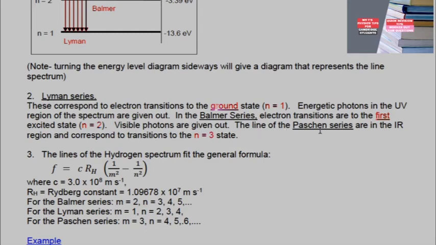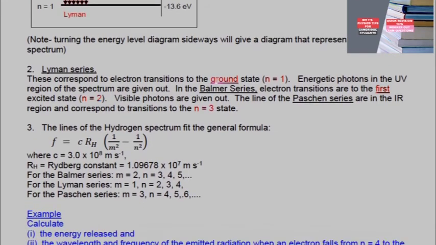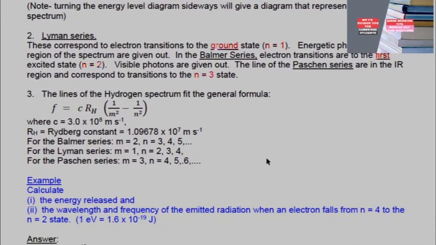The lines of the Paschen series are in the IR region and correspond to transitions to the n is equal to 3 state. So these we cannot see with our natural eye. The lines of the hydrogen spectrum fit the general formula F is equal to C R subscript H, then 1 over m squared minus 1 over n squared, where C is equal to 3 times 10 to the power of 8 meters per second. R subscript H is called the Rydberg constant, which is given that value 1.09678 times 10 to the power of 7 meters per second.